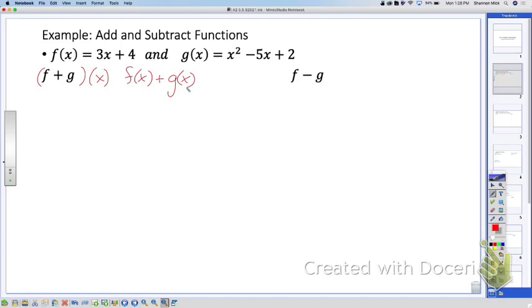So you have 3x plus 4 plus x squared minus 5x plus 2. So what do I do? Combine like terms. I don't have to do anything with that plus in the middle, because you distribute it, right? And when I distribute a positive, does it change anything? No. So I just combine like terms and get what? x squared minus 2x plus 6. Okay. So have you done this before? Yes. All I'm doing is now saying they're functions.